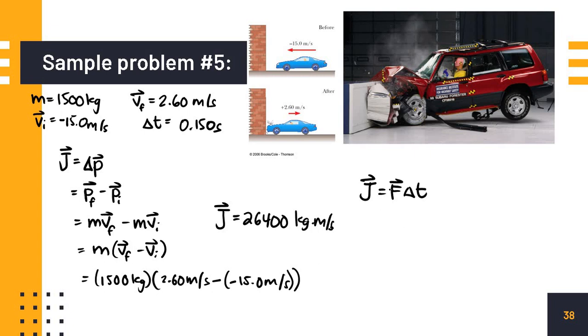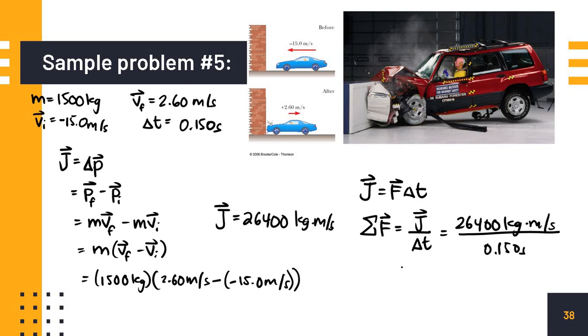Alright, and in order to solve for force, we divide both sides by delta T. So we will obtain an equation: net force is equal to the impulse divided by time. And we can substitute all of the given. So we already solved for the magnitude of the impulse. That's 26,400 kilogram meters per second divided by 0.15 seconds.